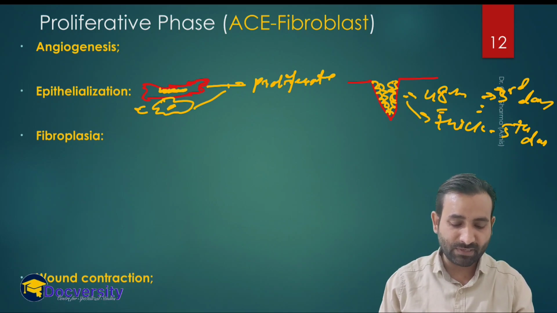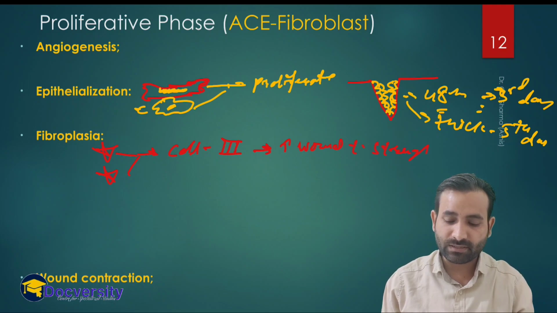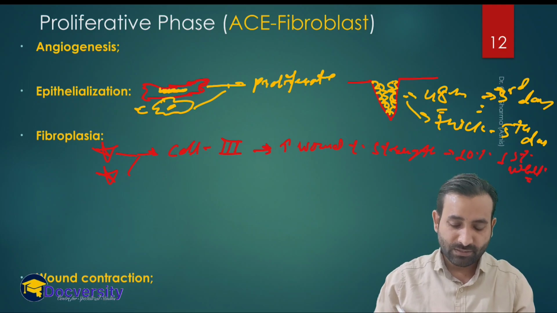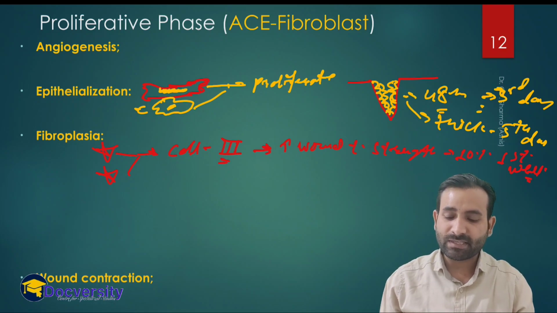After that, let's go to fibroplasia. Fibroplasia means at the same time we will have the growth of the fibroblasts. This fibroblast begins to secrete collagen type 3, right? This collagen type 3 begins to increase the wound tensile strength. This tensile strength increases to 10% by the first week. This is a question in the exam. Is that okay? So it is because of what? The collagen type 3, because the maximum tensile strength is given by type 1 collagen.